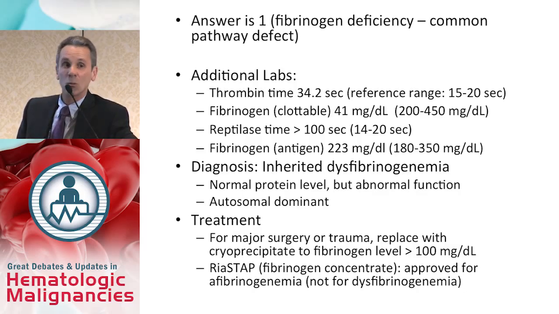is quite prolonged, which could be the case in a hypo- or dysfibrinogenemia, and then get a specific assay for fibrinogen. The clottable assay, which is routinely the fibrinogen we get, is low at 41 milligrams per deciliter, with a normal of 200 to 450. His reptilase time is also very prolonged, again measuring the ability to convert fibrinogen to fibrin. Then you order a specialized test to measure how much fibrinogen antigen protein is there, and it's 223. So this is elevated relative to the low clottable fibrinogen, really indicative of so-called dysfibrinogenemia, an abnormal fibrinogen molecule. So that's what he has.